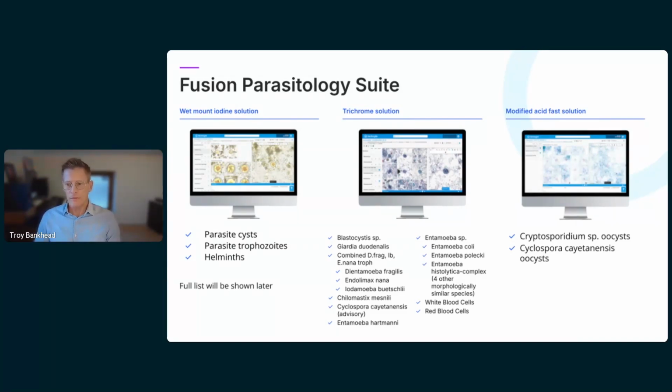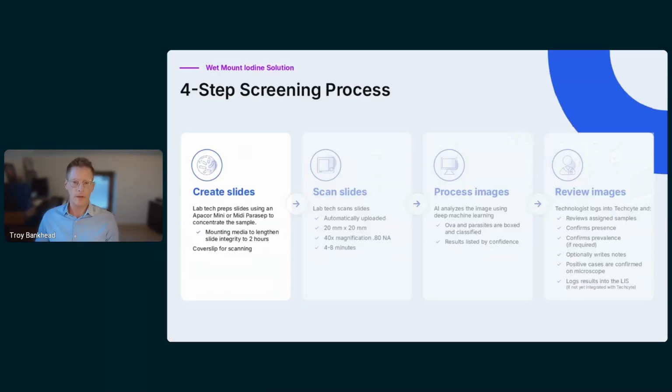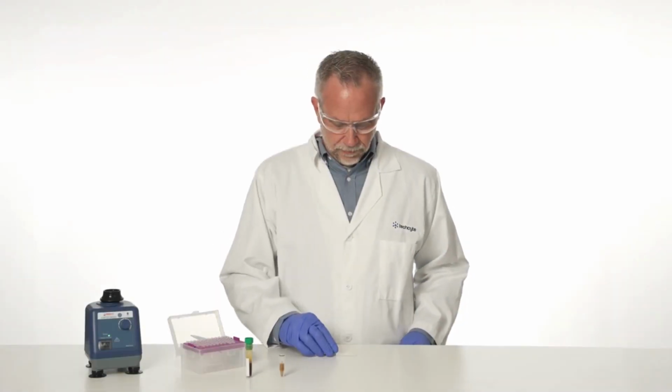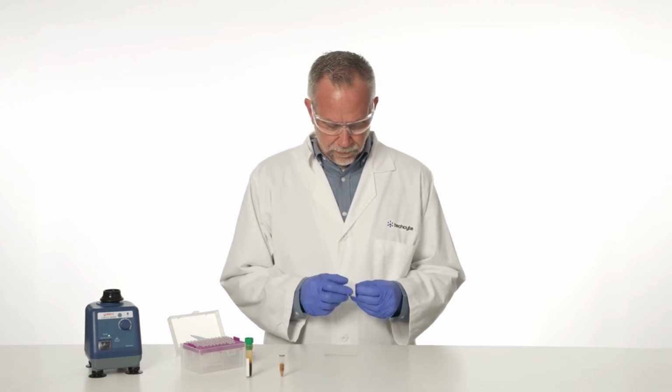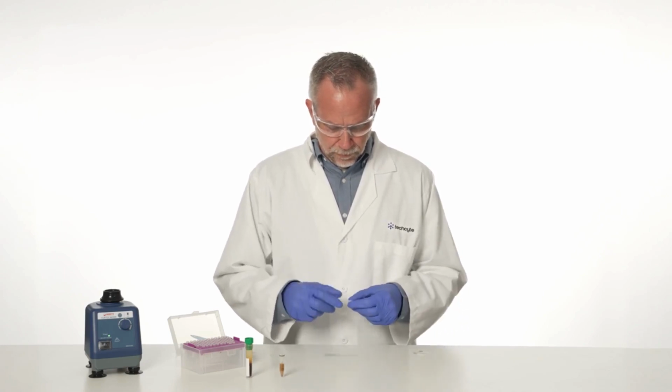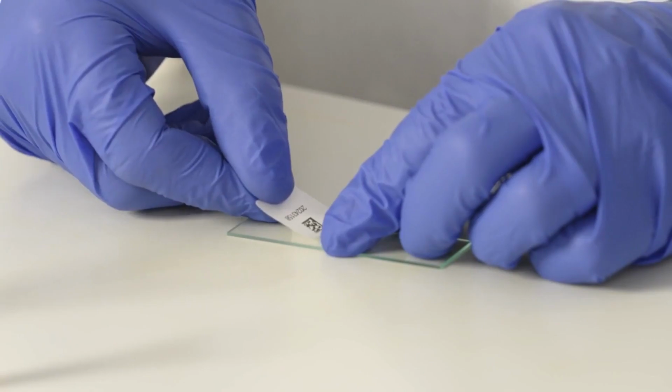In describing to you our system, there are 4 different workflow steps. The first is in slide creation. And to illustrate this, I'd like to just play for you a short video that goes over some of the steps. A technician gathers the necessary supplies, including glass slides, cover slips, micropipettes, mounting media, and stool samples.